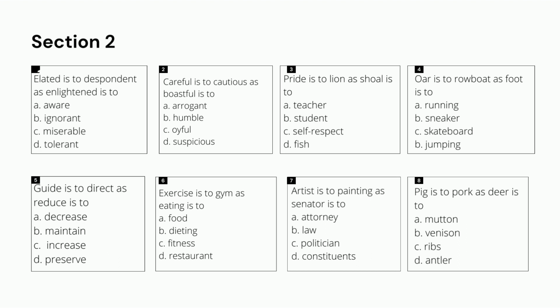Section 2, number 3. Have you read it? Pride is to lion, as shoal is to fish. Awesome. A group of lions is called a pride, and a group of fish swim in a shoal. See? We can just make the associations. As we make the associations, it makes it easier for us to choose the best response.